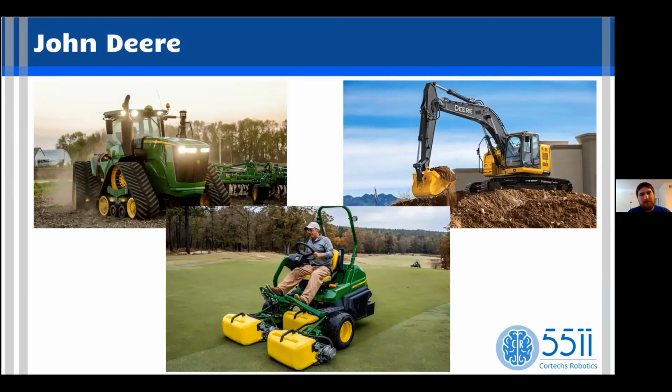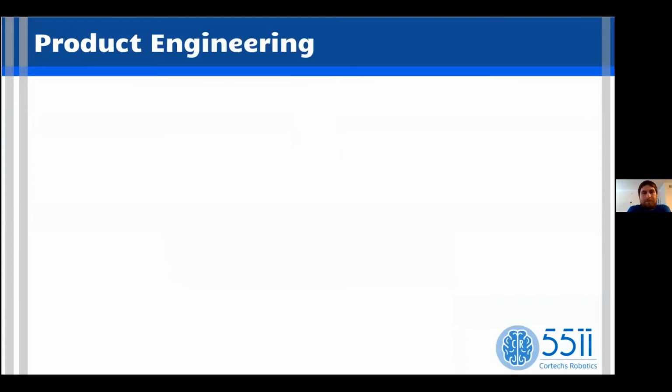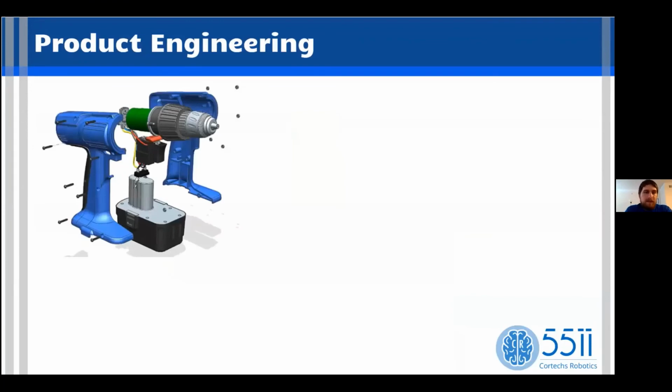So in product engineering, it's kind of a combination of all sorts of different types of engineering to come up with a problem solution. As a product engineer, there's kind of a few steps you generally go through. The first step is basically designing your solution, coming up with the idea. In today's world, usually that means you're doing it virtually.